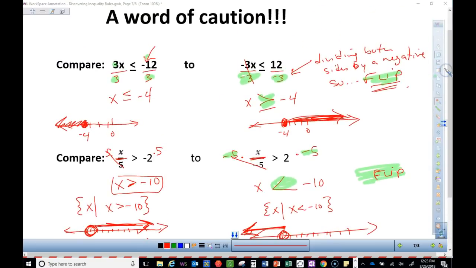To do set notation up here, this one would be the set of all x where x is greater than or equal to -4. So it's still a set, there's just more than one number. This one would be the set of all x where x is less than or equal to -4. All right, so that's a couple things to notice the differences between.